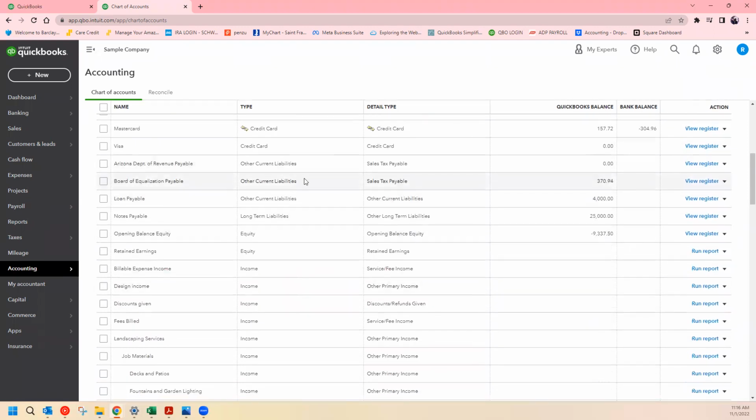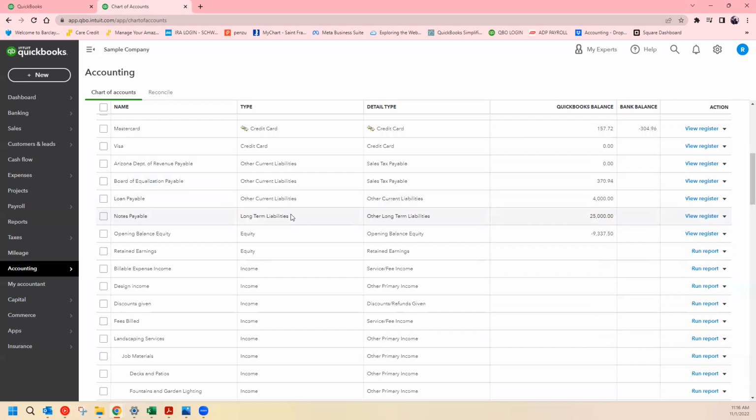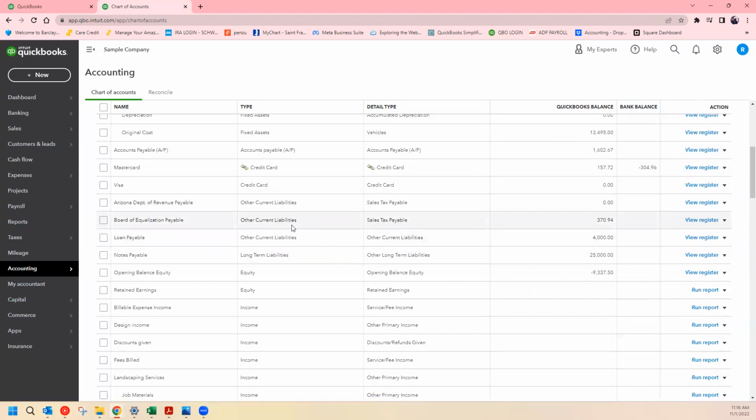And you've got your current, same way, and you've got your long-term. So your long-term is going to be like if you have a 30-year note with the bank on a mortgage, or a long-term, more than 12 months. A current is going to be less than 12 months. So if you owe someone like $1,000 and you're paying it back within 12 months, or you owe sales tax and that's going to fluctuate monthly, that's going to be a current liability.